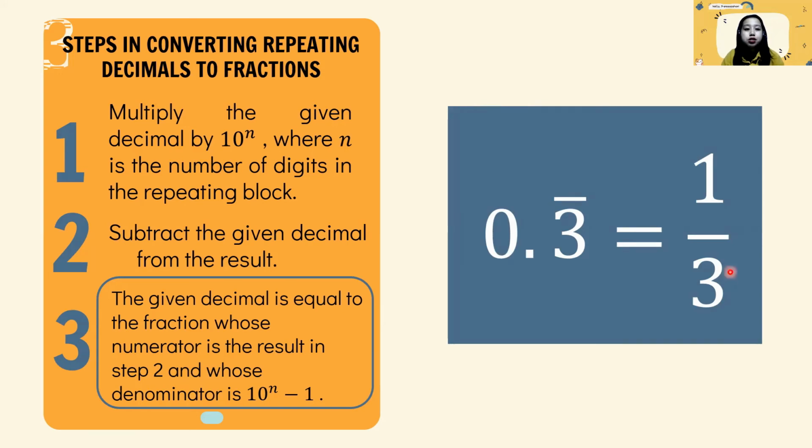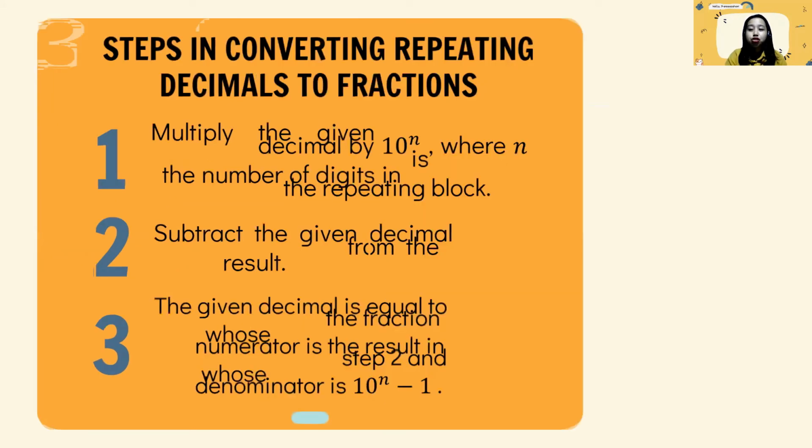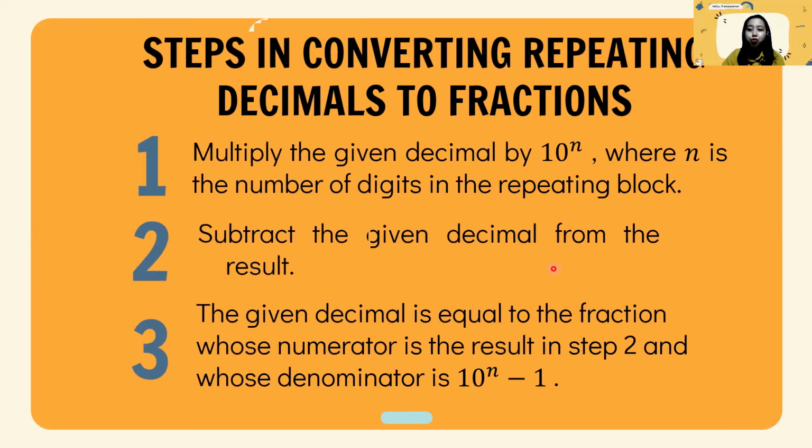Same as our given situation a while ago, that if you have 1/3 kilo, you will have this decimal number. So we satisfy the steps either way. So now that you know how to convert repeating decimals to fractions, we will have another example.